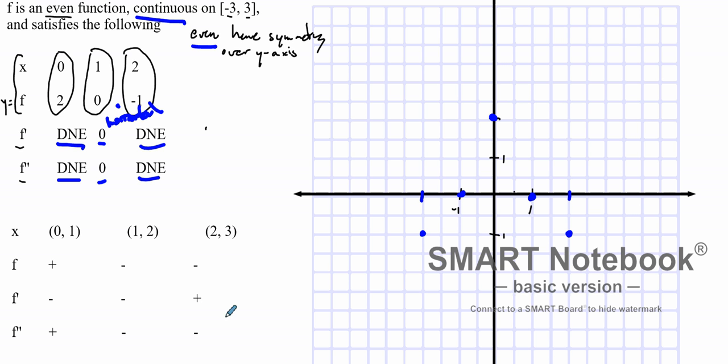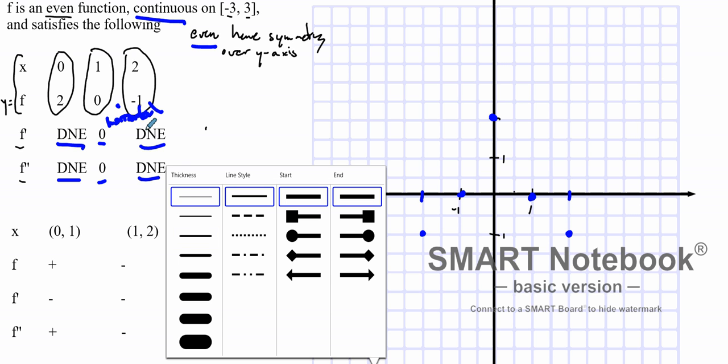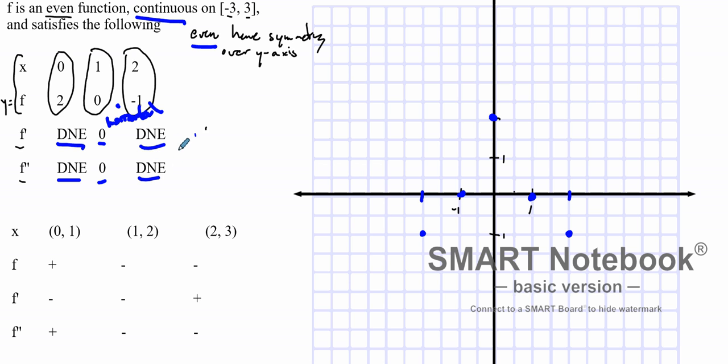Can't read that very well. I apologize. I have to change my little thing. All right, horizontal. And these are probably corners or cusps, at these various different points right there. Okay, I'll write horizontal again for you.